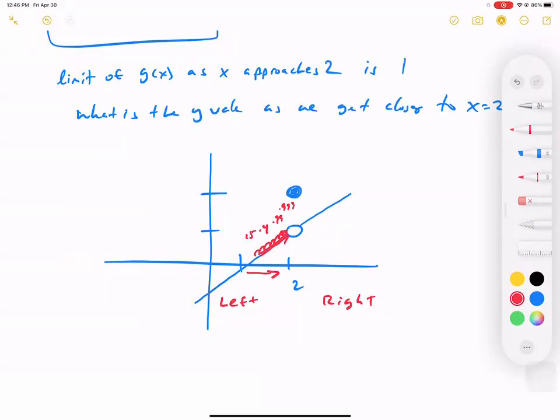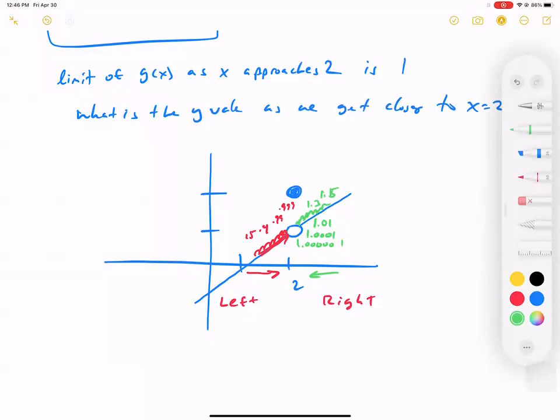On the right side, as we get closer, also on the right side here, we start off at 1.5, sorry, then 1.3, then I'm running out of space, 1.01, 1.0001, 1.000001. As we get closer to x equals 2, we are getting closer to the y value of 1.